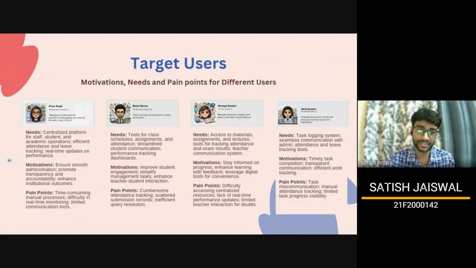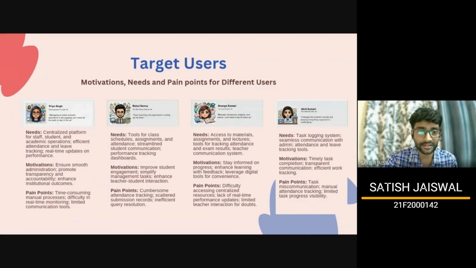She wants a centralized platform for the staff, the students, and the academic operations. If we are able to provide these things to Miss Priya Singh, we will be able to help her. Her motivation is ensuring smooth administration, promoting transparency, accountability, and avoiding all the things being delayed due to unofficial offline work. Whenever you put these things into an online method, things will go smoothly, and she will be able to give and receive updates in real time.